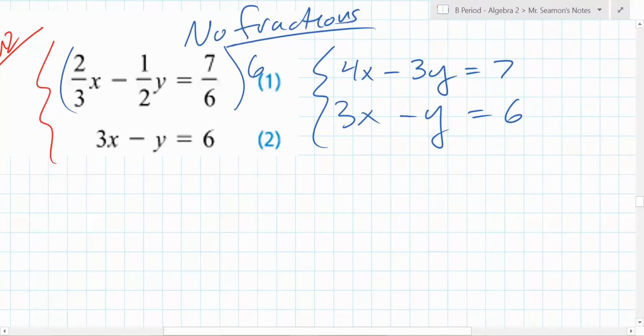Is your life a little easier now? Plug it in, it works. I never said the other methods were wrong. I'm trying to say, here's an easy thing you can do to get rid of all those fractions. Now, what's your first step if you're going to use substitution?